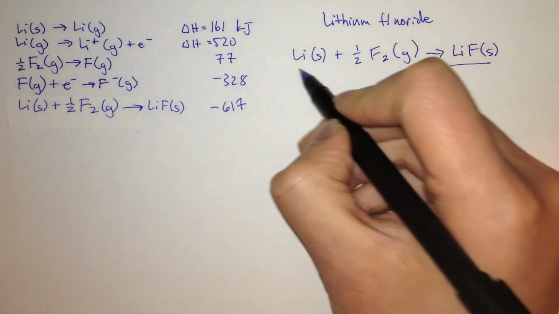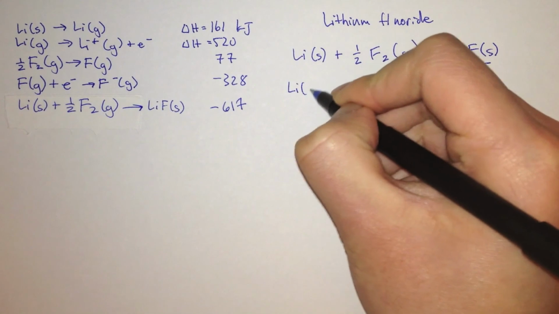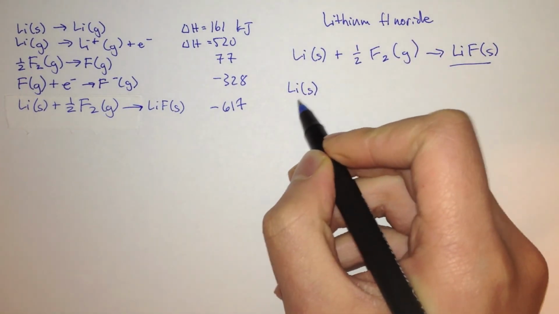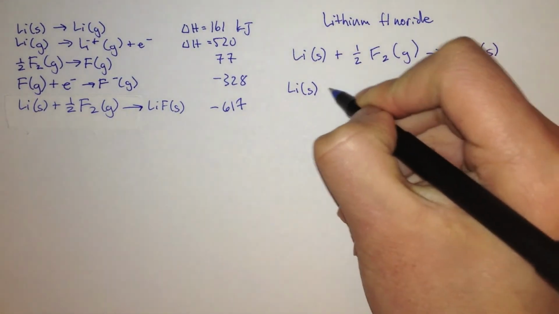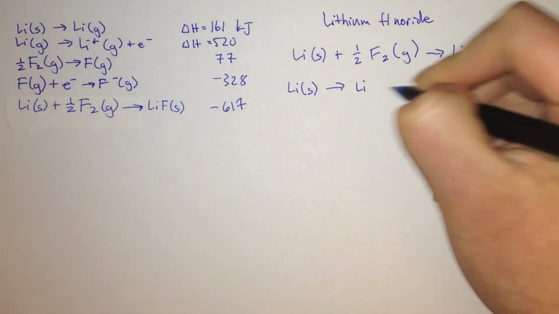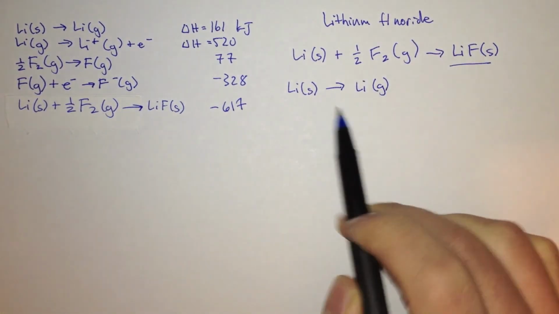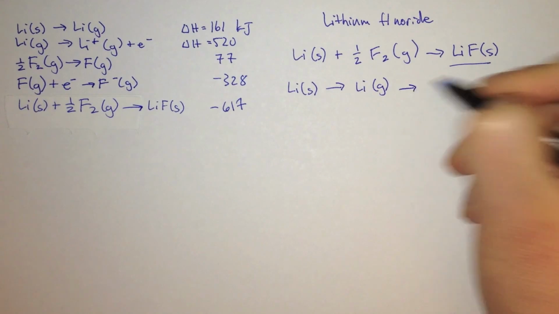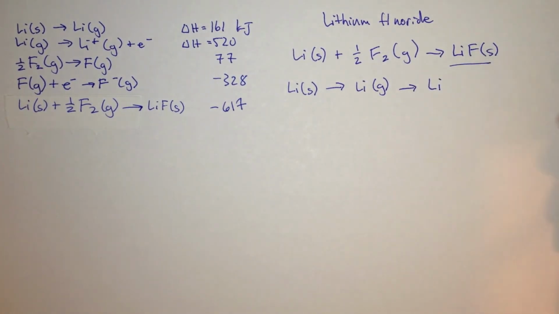So let's get started. First, we take lithium, and it's a solid right now, and it needs to be an ionized gas. So we need lithium to be a gas. So we evaporate the lithium, and then we need to take away its electron. So we need to give it a positive charge.